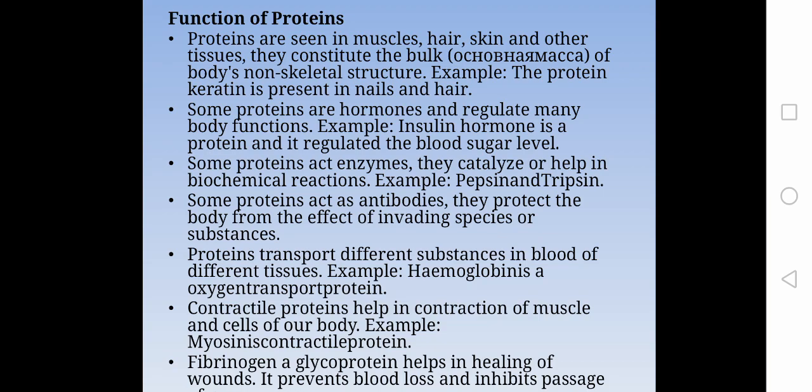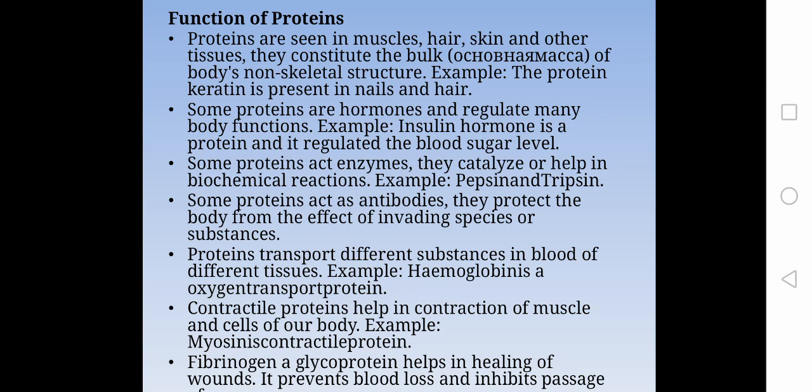Function of proteins. Proteins are seen as muscles, hair, skin, and other tissues. They constitute the bulk of the body's non-skeletal structure. Example, the protein keratin is present in nails and hair. Some proteins are hormones and regulate many body functions. Example, the hormone insulin is a protein and it regulates the blood sugar level. Some proteins act as enzymes. They catalyze or help in biochemical reactions. Example, pepsin and trypsin.